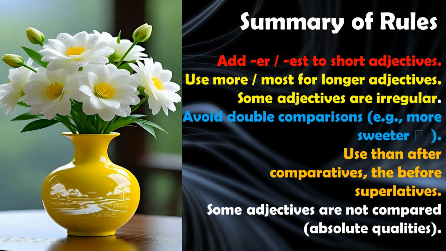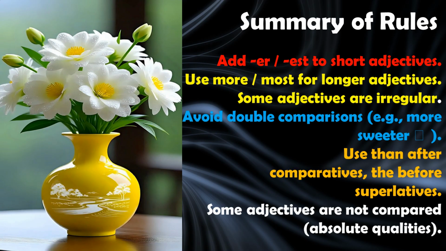Now let's quickly revise the main rules of comparison of adjectives. First, for short adjectives, we usually add er for the comparative and est for the superlative. For example, tall, taller, tallest. Second, for longer adjectives, we use more and most. For example, beautiful, more beautiful, and most beautiful. Third, remember that some adjectives are irregular, like good, better, best, and bad, worse, worst.